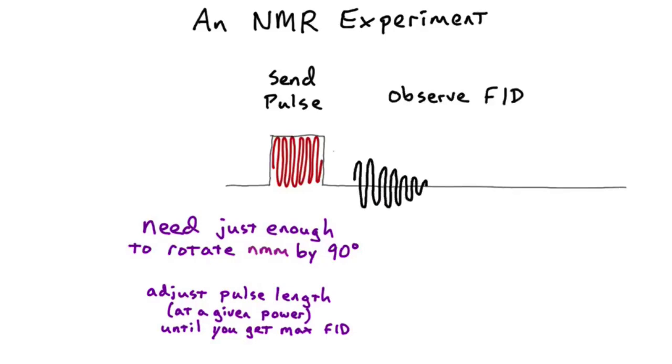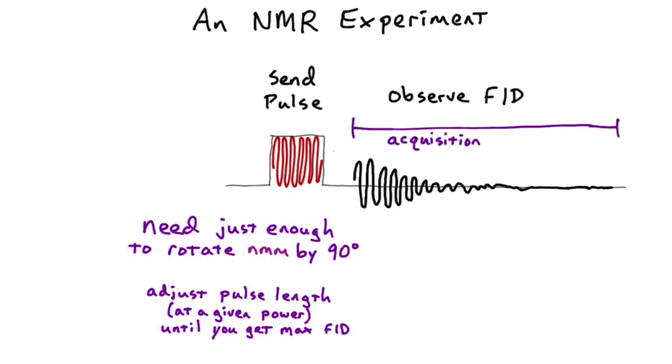Okay, and then you wait a tiny bit of time for the giant pulse to work its way out of your electronics. It's about 6 to 10 microseconds or so. And then you can observe the FID. You want to make sure that you observe the whole thing. This is called the acquisition length. You want to get the whole FID because the math that we do on it, the Fourier transform that I'll talk about on the next slide, gives you really funky results if you don't acquire the entire thing.